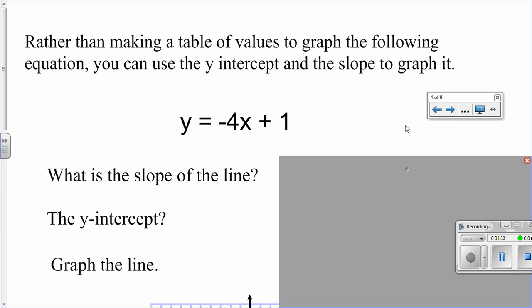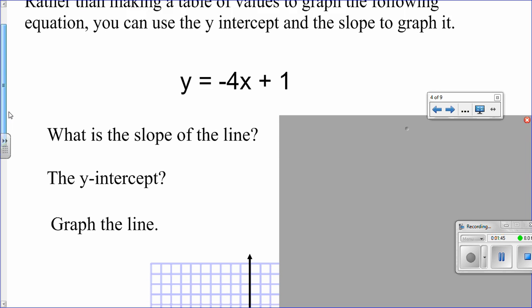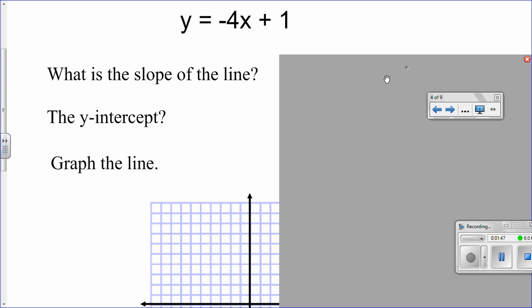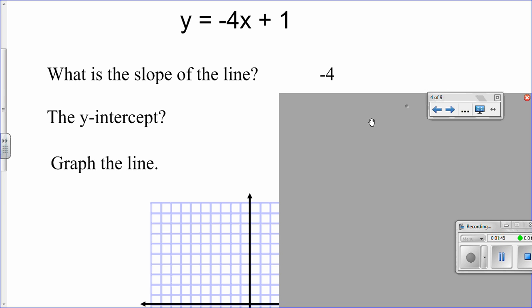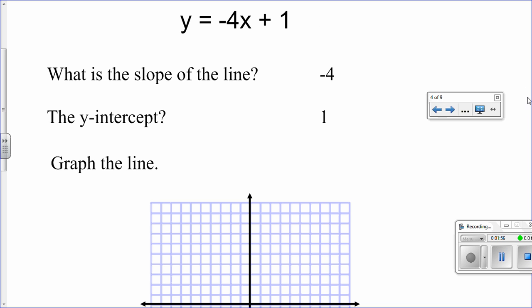Rather than making a table of values to graph the following equation, you can use the y-intercept and the slope to graph it. Y equals negative 4x plus 1. The first thing you want to ask yourself is, what is the slope of this line? And the answer is negative 4. The y-intercept is 1. And now we can graph the line.